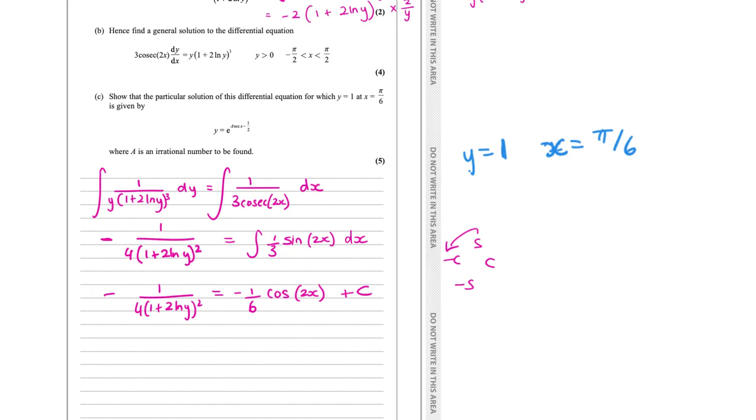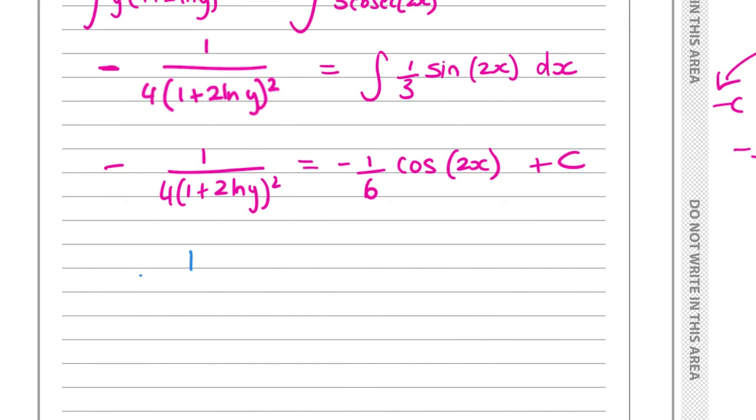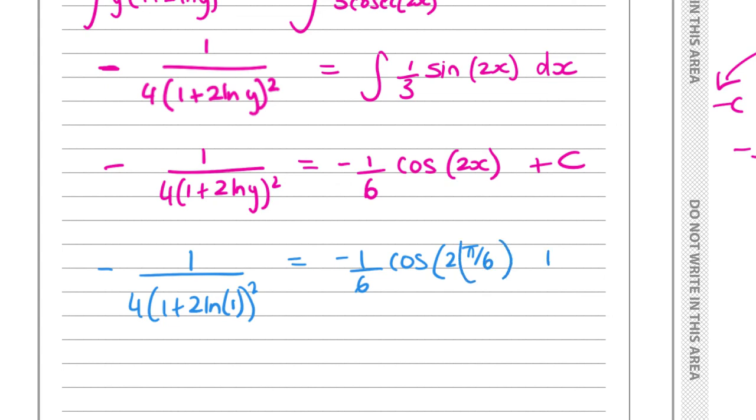C. Do I need to find C? Yeah. Okay then, so 1 and pi over 6. So 1 over minus 4 lots of 1 plus 2 ln of 1 squared equals minus 1 over 6 cos 2 lots of pi, was it over 3? No. Over 6, thank you. Plus c.